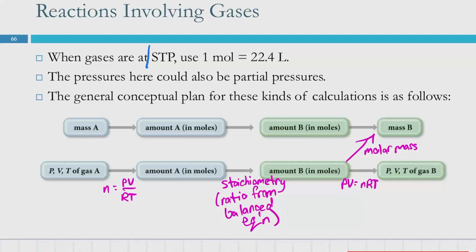And just as a reminder, we talked about this, at STP, 0 degrees Celsius and 1 atmosphere of pressure, 1 mole of any gas is 22.4 liters. So occasionally that will be helpful to invoke or to use.